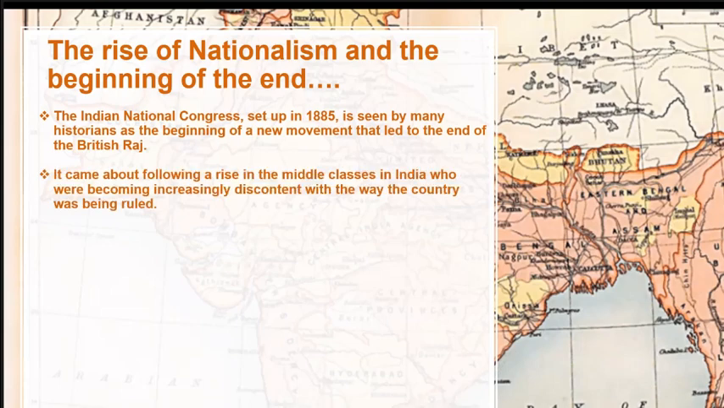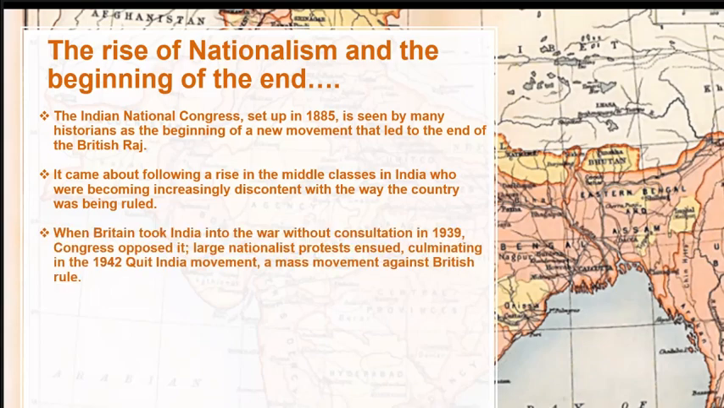It came about following a rise in the middle classes in India, who were becoming increasingly discontent with the way the country was being ruled. And basically, when Britain took India to war without any consultation in 1939, the Congress opposed it because so many of their men, their soldiers, were dying. A large nationalist protest ensued.